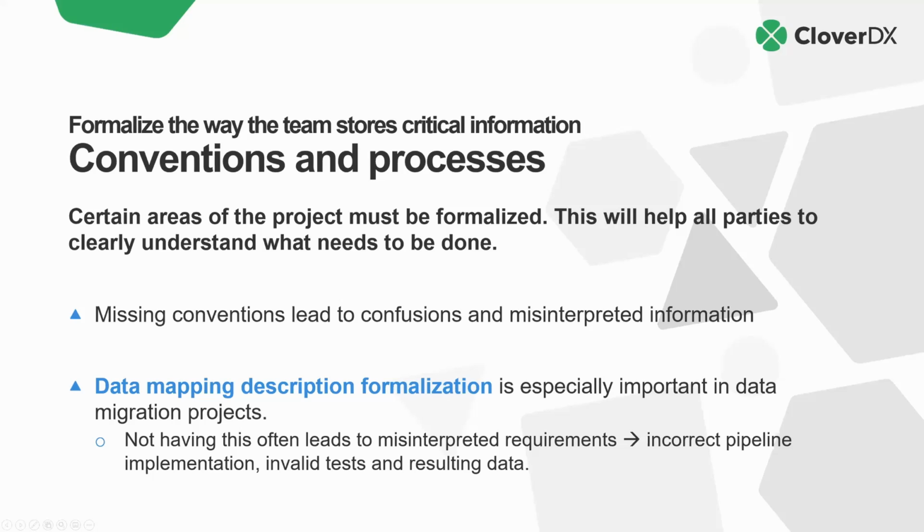And what's even worse is that you will find that out after the final results are already in production. Not having this often leads to misinterpreted requirements, which means incorrect pipeline implementation, and also invalid tests, because the tester will not understand the mapping, right? So they will create invalid tests. And as a result, you will see invalid resulting data. And only the business users will afterwards uncover this, because this will come back to them.